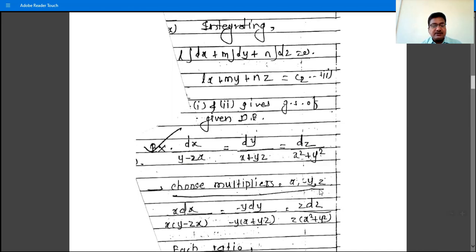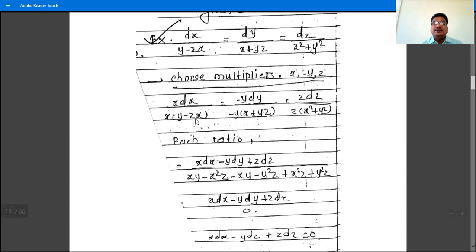So up to this, what we observe is that the multipliers are generally x, y, z, x minus y, z, or x minus y minus z, or 1 by x, 1 by y, 1 by z, or L. These are the multipliers. After the trial and error method, we can easily find these multipliers x, y, z, and therefore we can directly write this step, don't write this step, that is each ratio.